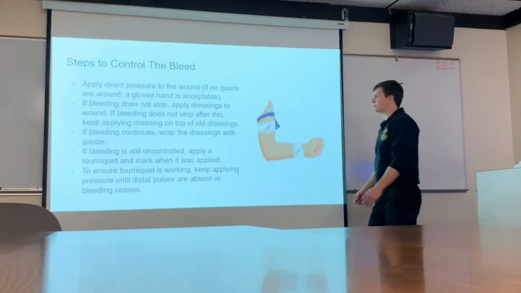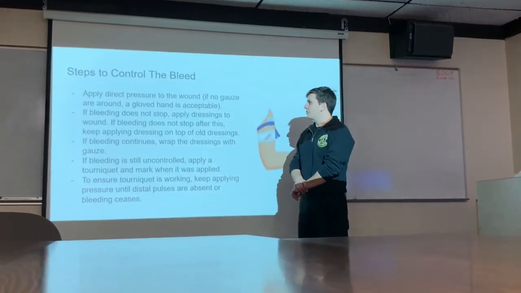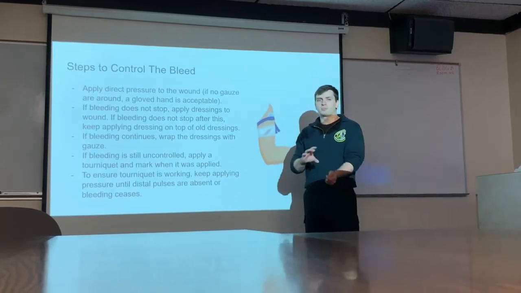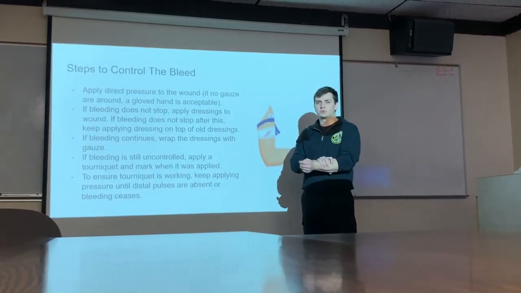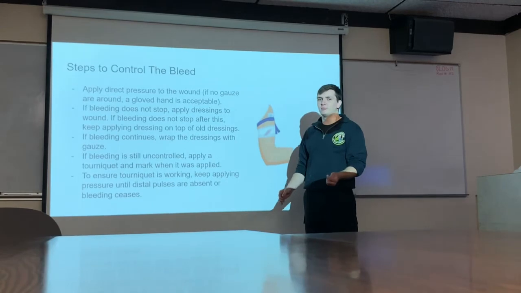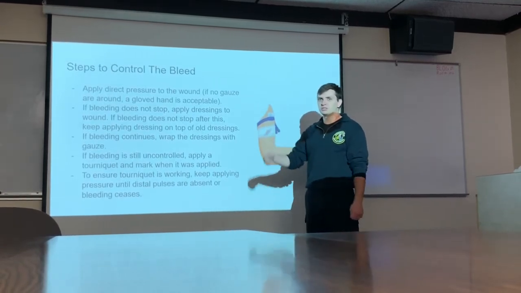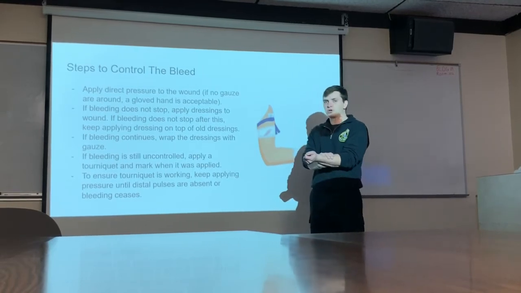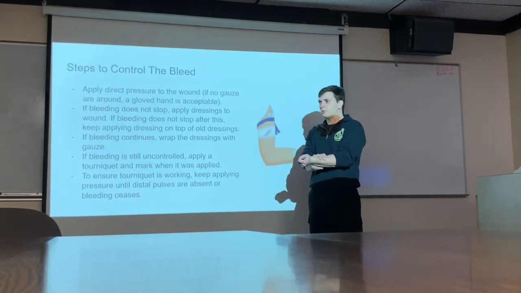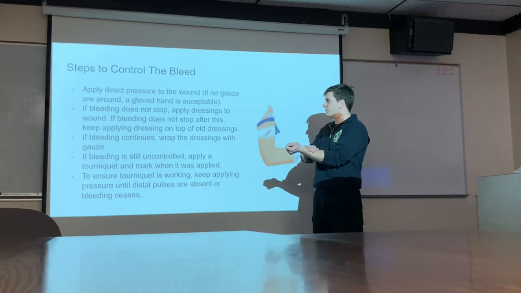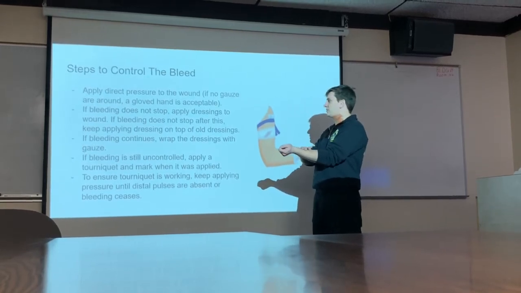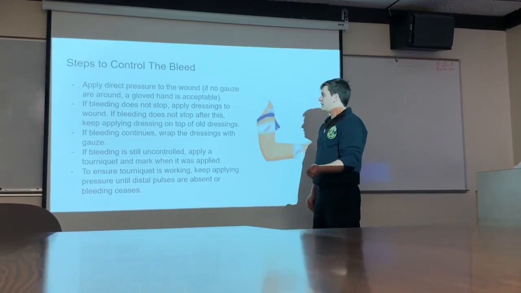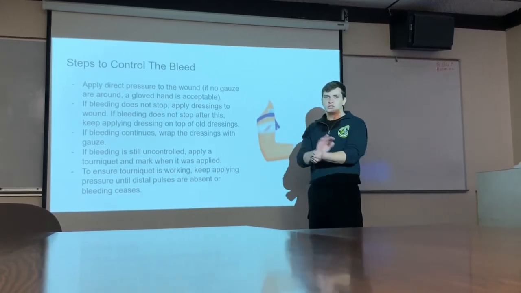So, steps to controlling your bleed. The first thing that you're going to want to do, and probably the most important, is applying direct pressure with either your gloved hand or some sort of dressing. That could be the abdomen pad or just loose pieces of gauze. So you hold direct pressure, keep holding, and then let off a little bit, just to see if it stops. And if it doesn't, apply more dressings to your wound if you already had some. If your bleeding does not stop, keep adding dressings.